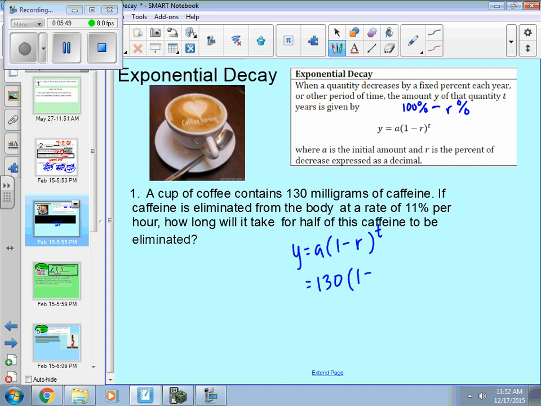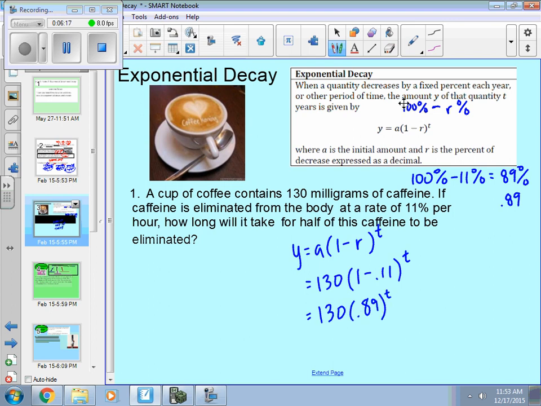Okay, we know that our rate is 11% here, so we can either do 100% minus 11%, get 89% here, and turn this into a decimal of 0.89, and then just put that in, or you can change 11% to a decimal, subtract it from 1, and it's going to be the same thing. So if we do that, you get the same thing of 0.89.